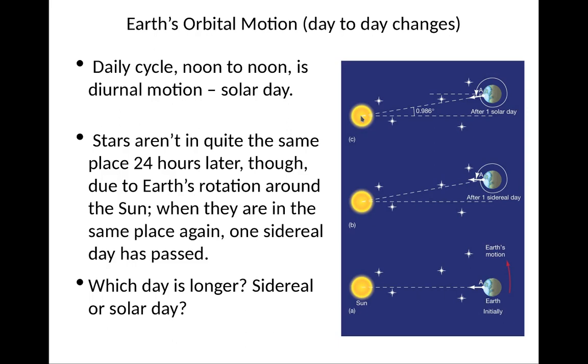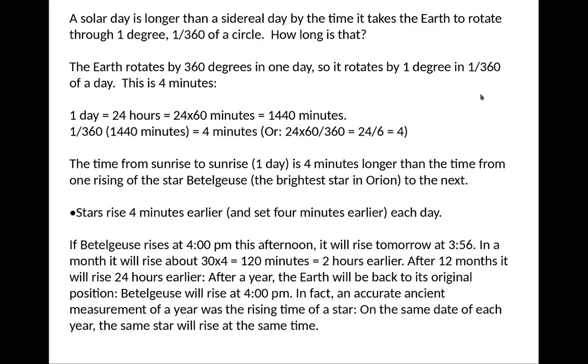But a sidereal day is slightly shorter by a small amount. How much shorter is it? The difference is that it has to rotate an extra 1 degree, and 1 degree is about 1/360th of a circle. So it takes 1/360 of 24 hours, which turns out to be an extra 4 minutes. So relative to a sidereal day, a solar day is 4 minutes longer.